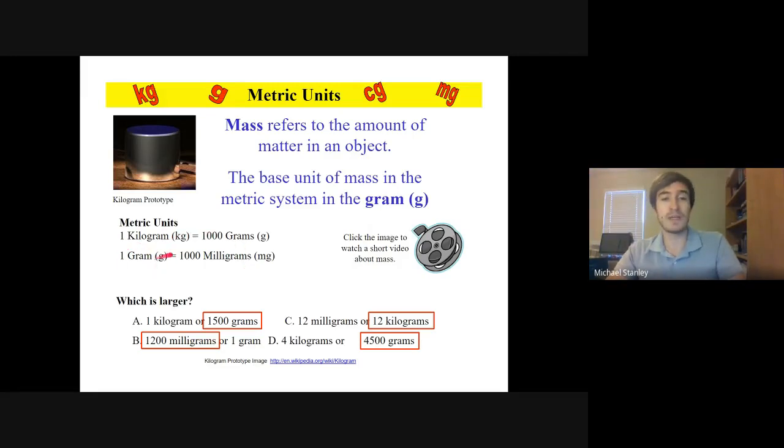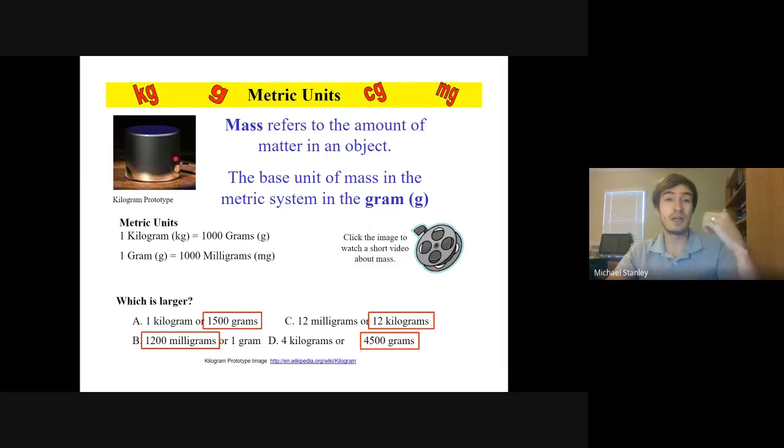So grams is our base unit. And then if we put 1,000 grams together, we have a kilogram. Or if we split a gram up into 1,000 pieces, each one of those pieces would weigh 1 milligram. So that is our weight measurement.